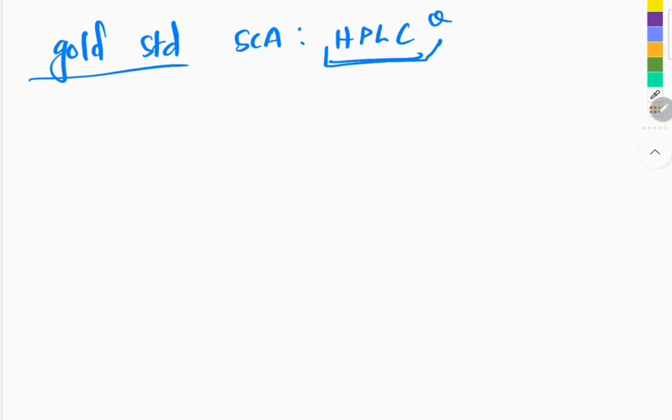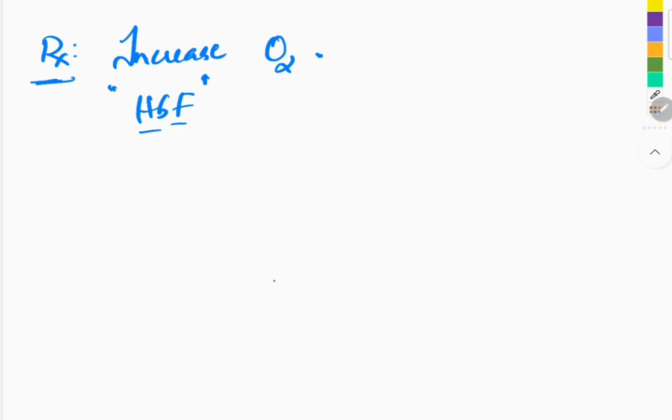Now finally, guys, how will you treat sickle cell anemia? I told you, whenever there is decreased oxygen, sickling happens more. So your treatment should aim at reducing this condition. That means you improve or increase the oxygen of the patient, right? So this we do by increasing the HbF in the patient, that is fetal hemoglobin in the patient.